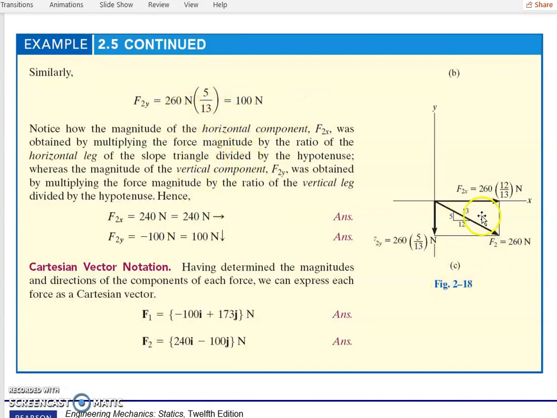And again, you have to decide the direction. So if I'm going from head to tail, I go down in the y plus x. So I'm going to have minus y plus x. And if I want to write them in i and j unit vector notation, then I would do it like that. Okay.